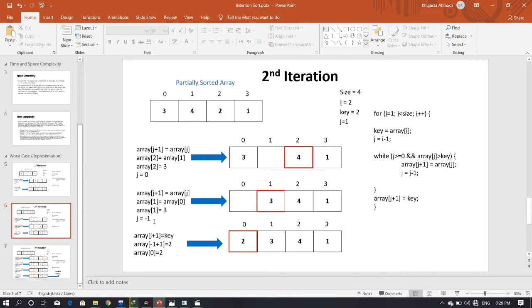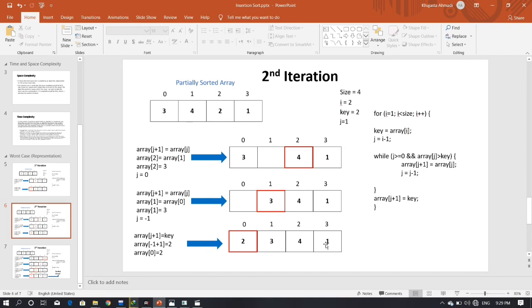And j is decremented again, which becomes minus 1. So the while loop gets terminated. Now the loop exits, and the final step of the swap happens, which is array of j plus 1. J is minus 1, plus 1, they cancel each other out, key is 2, and then array of 0 will contain 2. So now as you can see, we have an almost sorted array.